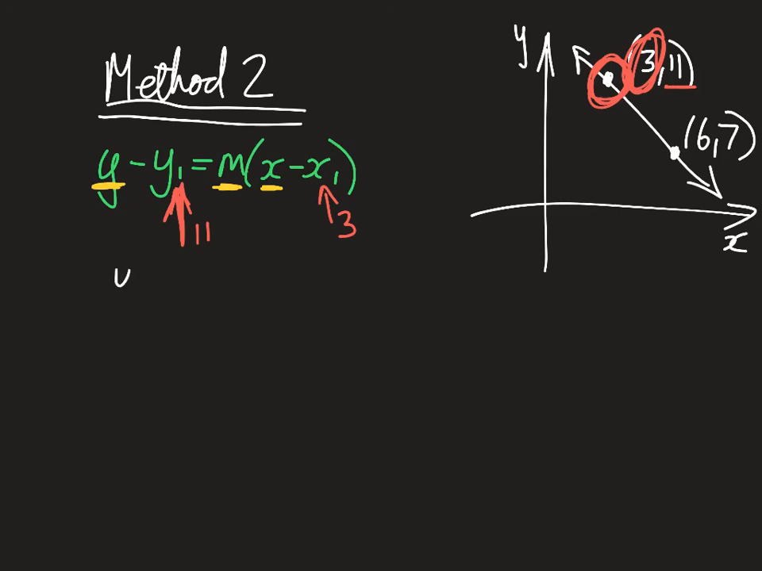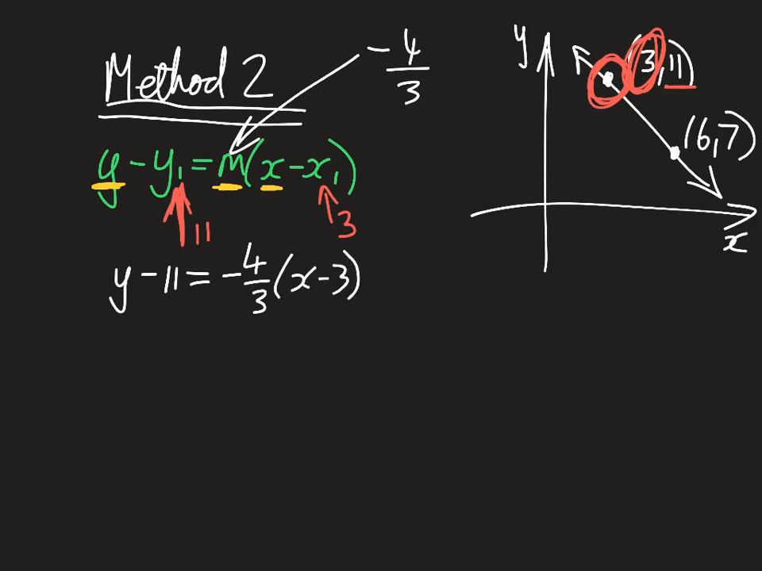And we get y minus 11 equals, now instead of the m, we already know what our value for the gradient is. We worked that out in the last problem, and it was negative 4 on 3. So I'm going to put that in there for the m. Negative 4 on 3. And then in brackets, I will have x minus 3. Looks a little bit ugly, but we'll make sense out of it yet.